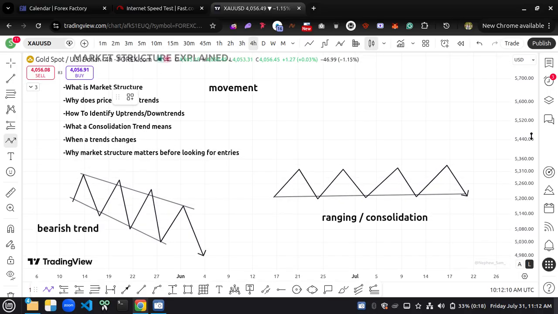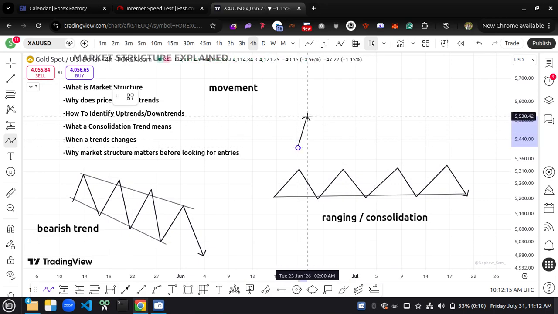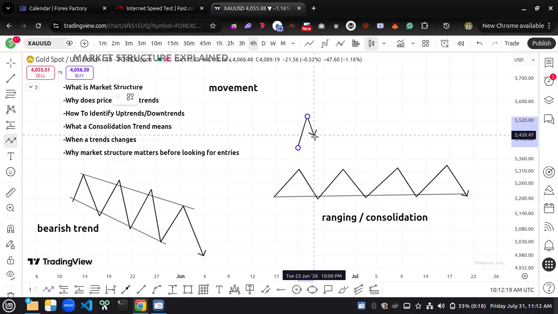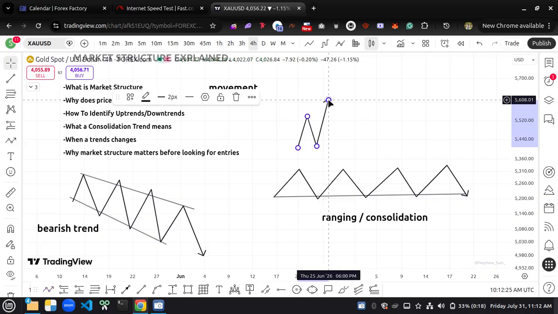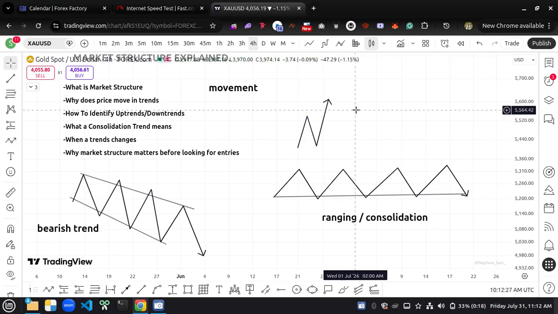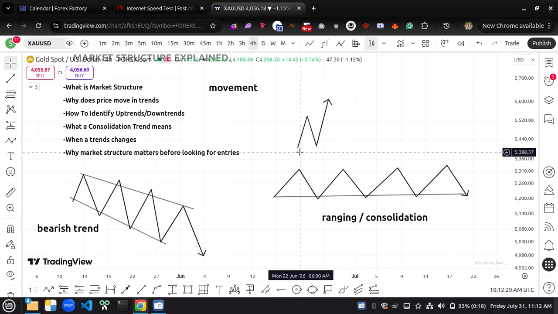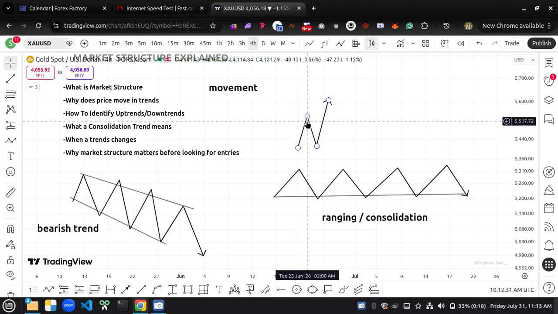Now in price movement, let me assume this is a candle opened at this point, closes here, and that candle opens at the same point, closes here, and that candle opens at that point, and closes here. Now this is what we call a full swing. A full swing means we have an open, a close, another open, another close. And what exactly does that tell you?